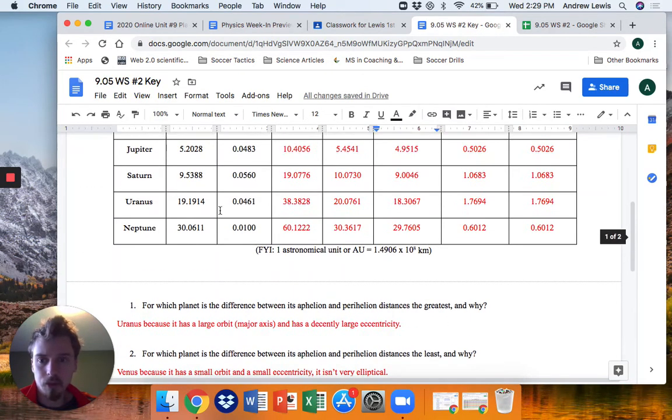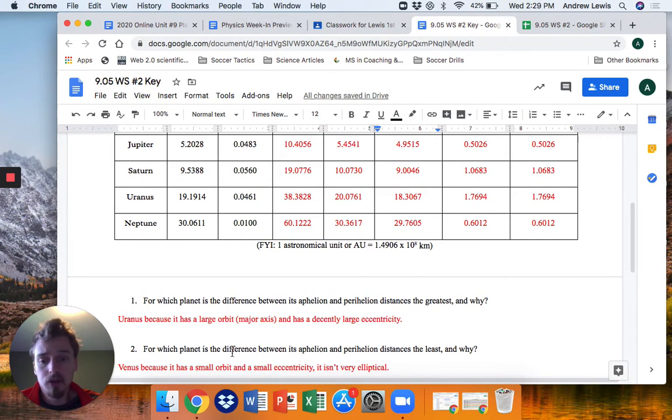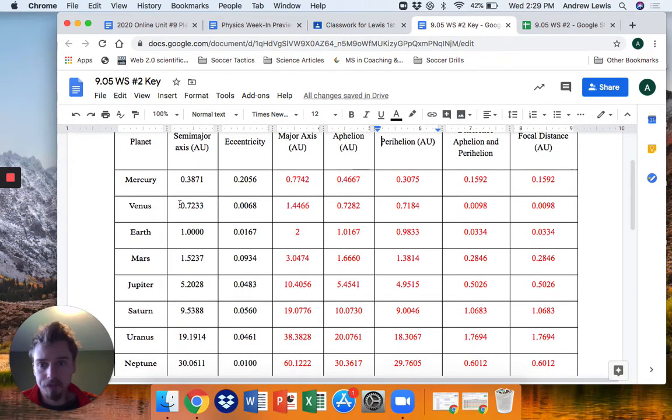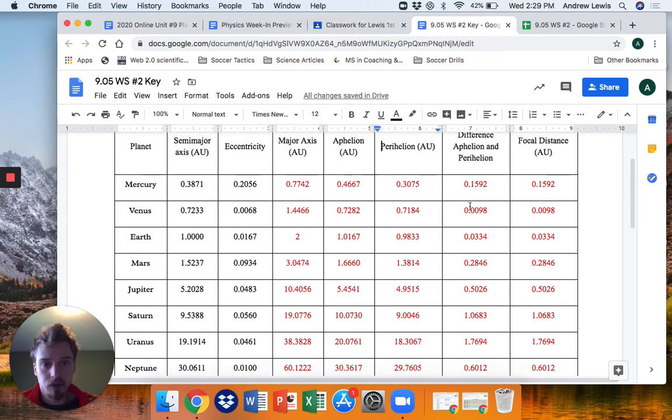So if we look at our biggest orbit, that's Neptune, but Neptune's not very eccentric. It's not very squished, right? Let's just make it simple. I don't think there's another word for that. If you look for the planet that has the smallest difference between aphelion and perihelion, that would be Venus, because Venus has a very, very small orbit, and it's not very eccentric at all, right? So it has a very, very small difference between its aphelion and its perihelion.